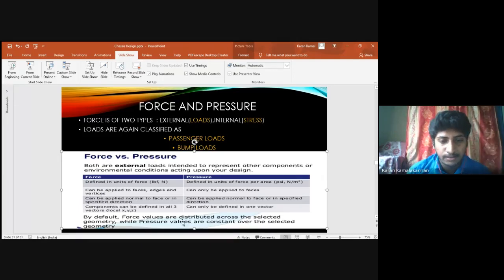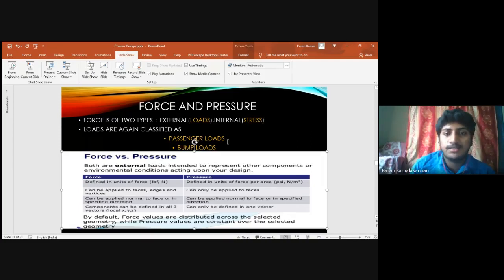But what I mean to say is by default, forces are distributed along the selected geometry, while pressure values are constant over the selected geometry. What I mean is, for an analysis model, if you are giving some input to the member, what load will you give, where to give force. If you have nodes, you can give force at the nodes. And if you are giving a load to a member, you should give pressure, not force. Okay, that is what I want to convey.